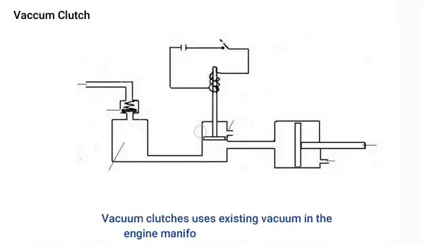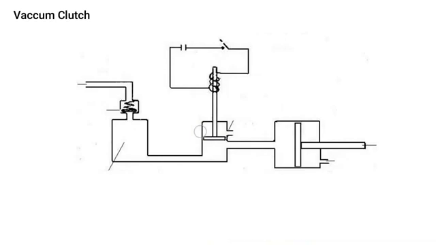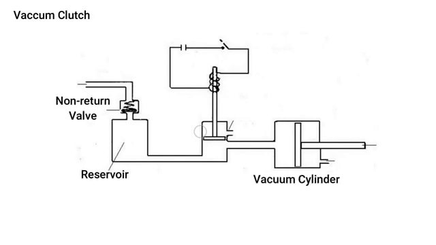Vacuum clutch. The vacuum clutch uses existing vacuum in the engine manifold to operate the clutch. The vacuum clutch consists of a reservoir, non-return valve, vacuum cylinder with piston, and solenoid valve.